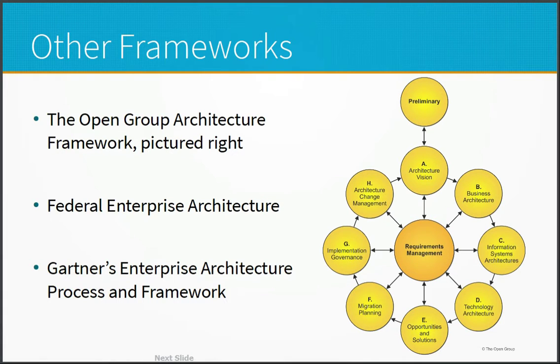There are 3 other main enterprise architectures, but they do vary quite a bit from the Zachman framework. The 3 frameworks are the Open Group Architecture Framework, the Federal Enterprise Architecture, and Gartner's Enterprise Architecture Process and Framework.